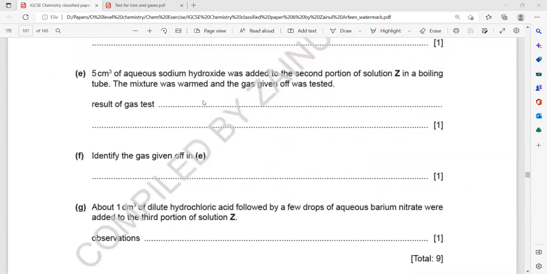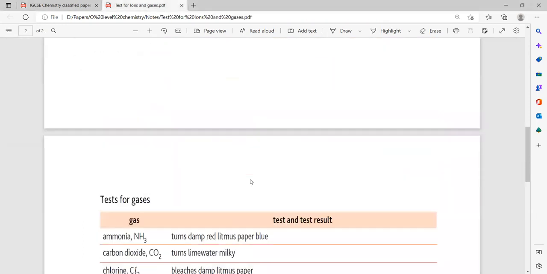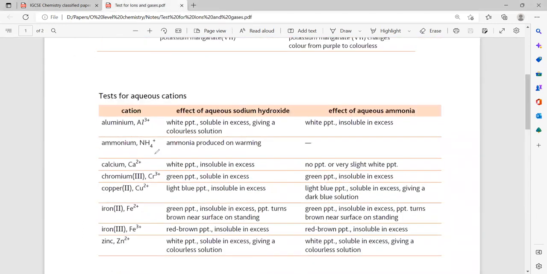The next one: sodium hydroxide was added to the second portion of Z. The mixture was warmed and the gas given off was tested. We already know we have an ammonium ion, NH4 plus 1, and a sulfite ion, SO3 minus 2. So what happens if we have a solution containing an ammonium ion? It will produce ammonia on warming when we add sodium hydroxide.